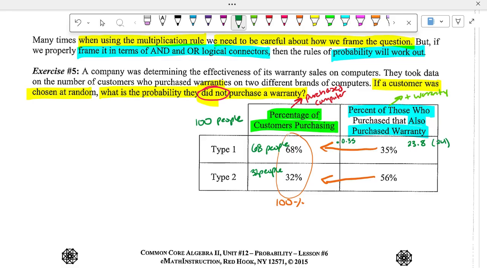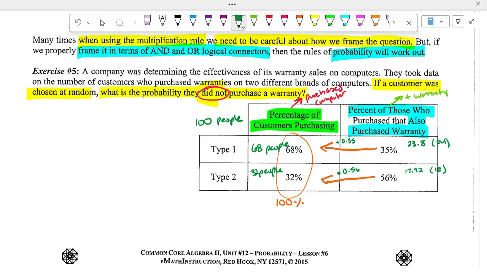So of the 32% of people, how many bought the warranty for Type 2? So you're going to do the same thing. Multiply it by 0.56. About 18. So it's 17.92, which is about 18. Okay, so that's just to put it into perspective.